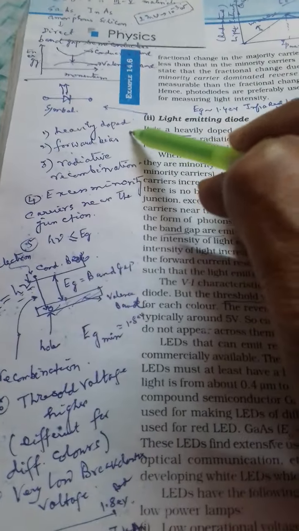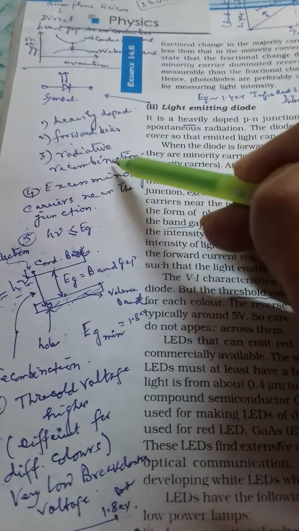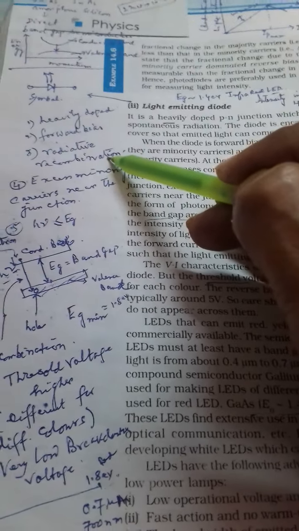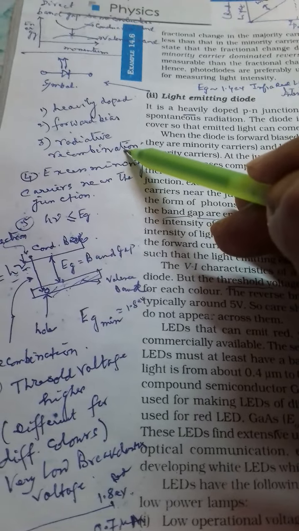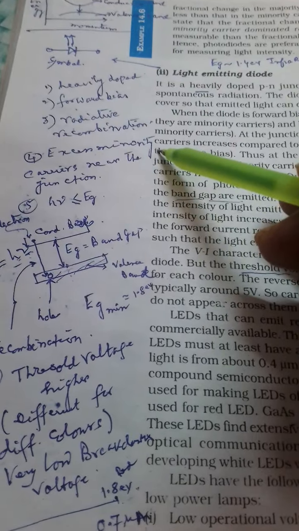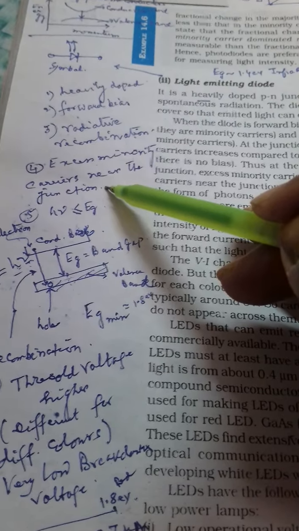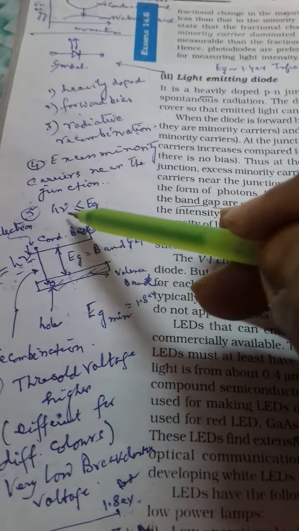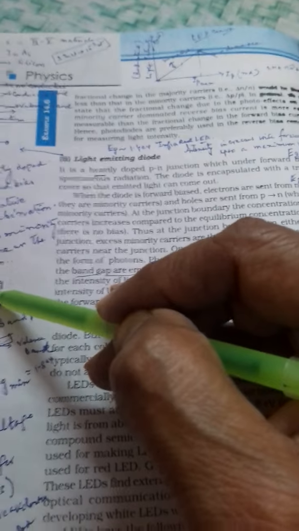And what are the special features? It should be heavily doped. It should be forward biased. The recombination should be radiative. Radiative means visible light. There are infrared LEDs also. Excess minority carriers should be there near the junction, so that recombination occurs. Also, Eg should be greater than hν. Eg should be greater than hν. What we have told you.